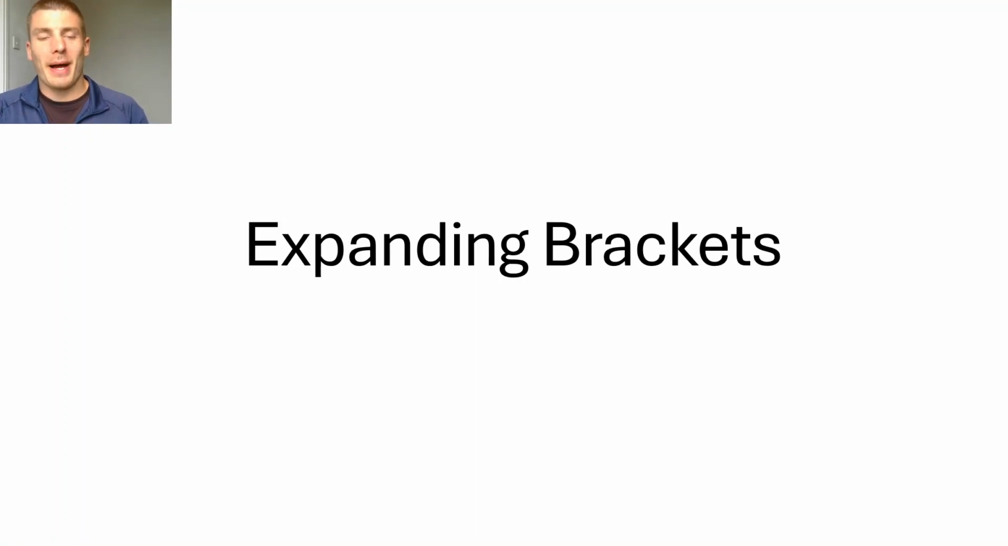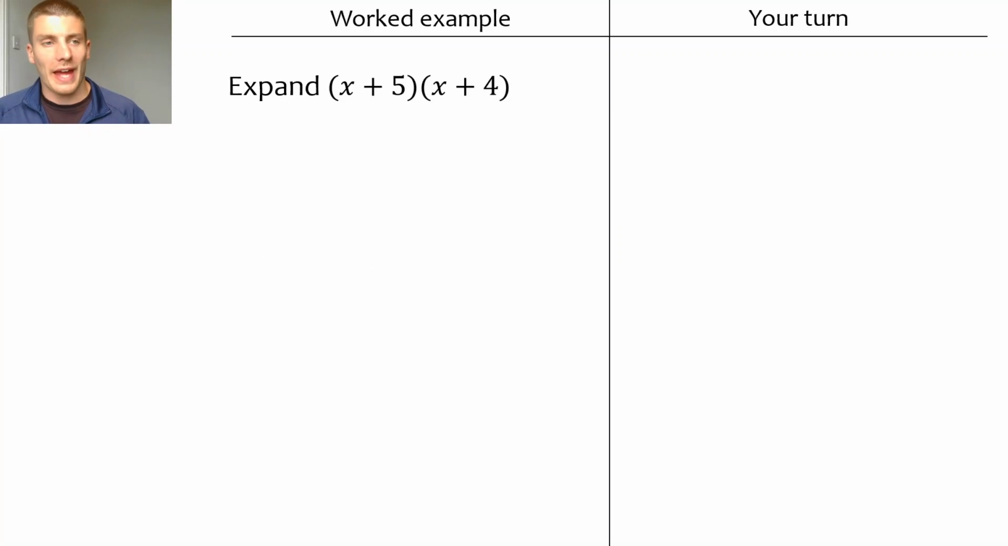Okay, so we're now on to expanding brackets and we'll go through progressively trickier questions, but we're going to begin with a simple expanding double bracket question where everything is positive. The question says expand. This just means to multiply out the brackets. Now, depending on how you've been taught this, maybe you use a grid method. I like to use FOIL, which is as follows.